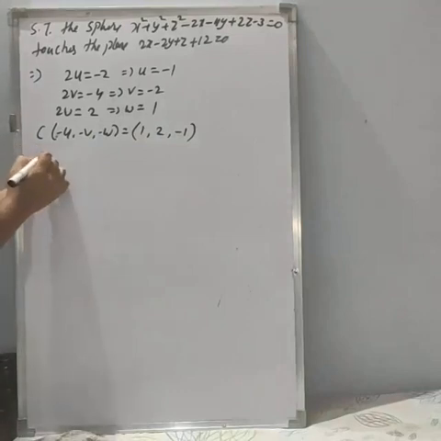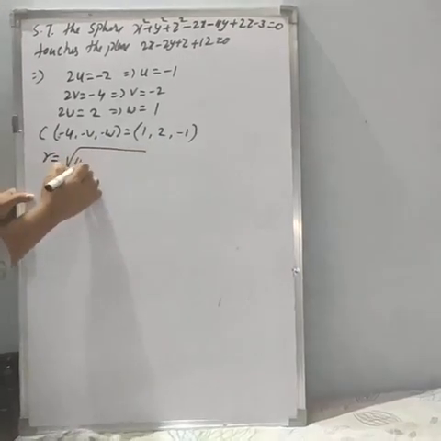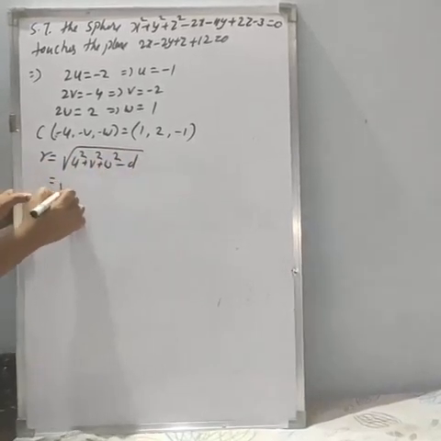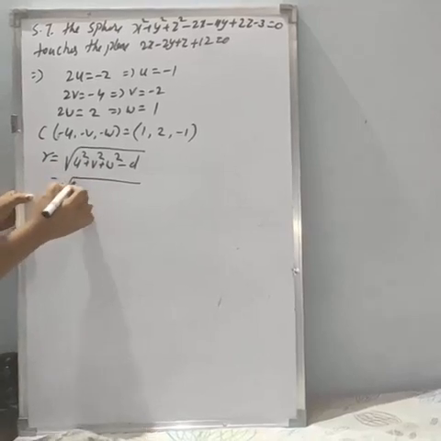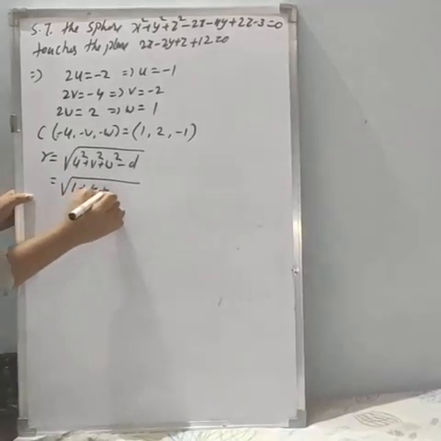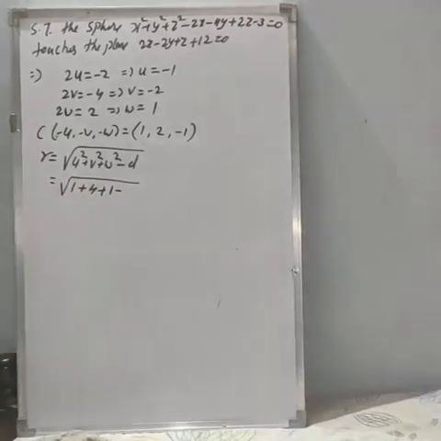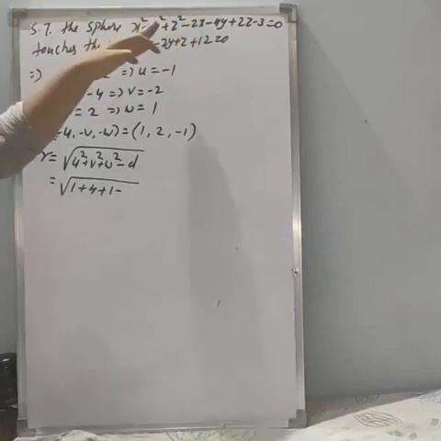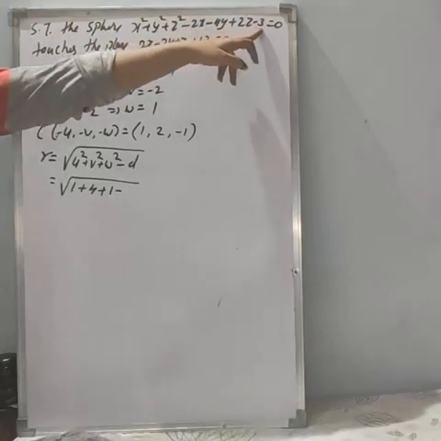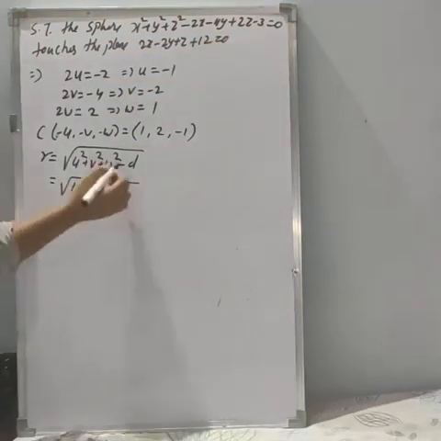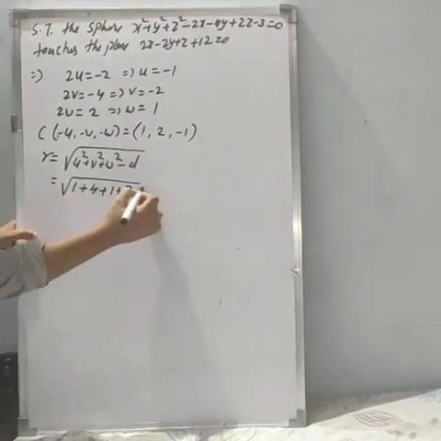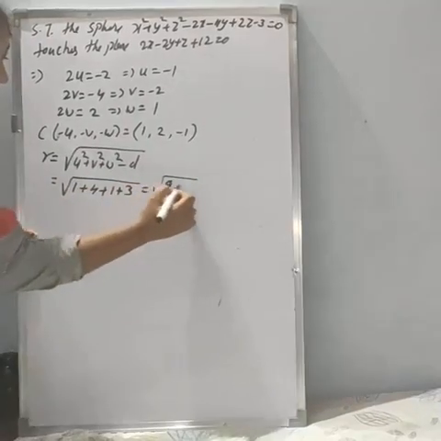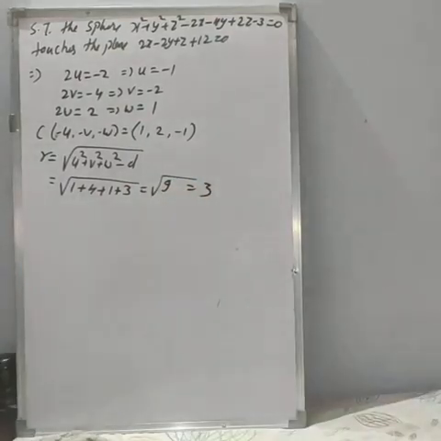Now find the radius of the sphere. The radius is the square root of u square plus v square plus w square minus d. The u value is minus 1, square is 1. Minus 2 square is 4. 1 square is 1. Here we are finding the radius of the given sphere, so the d value is minus 3, so minus into minus is plus 3. Solve this: square root of 4 plus 1 is 5, 5 plus 1 is 6, plus 3 is 9, and root 9 is 3. So the radius value is 3.